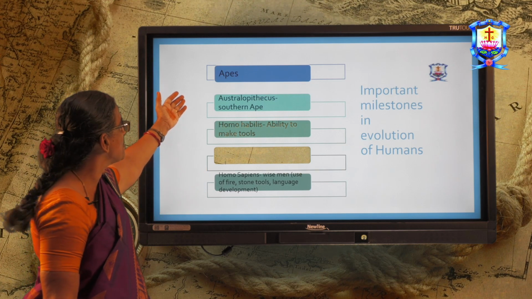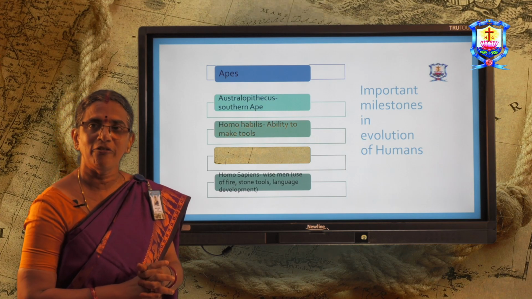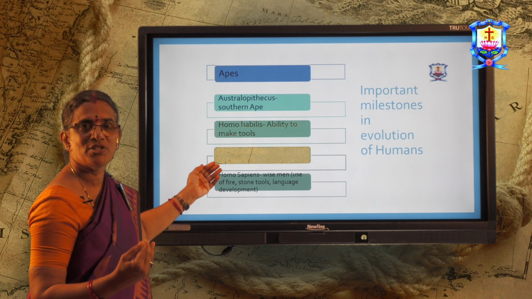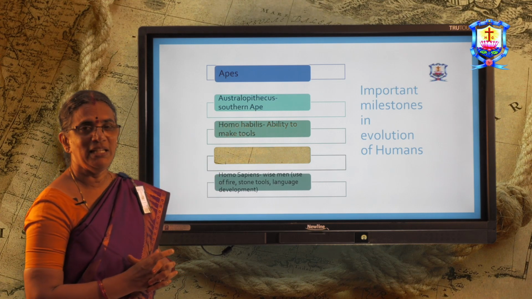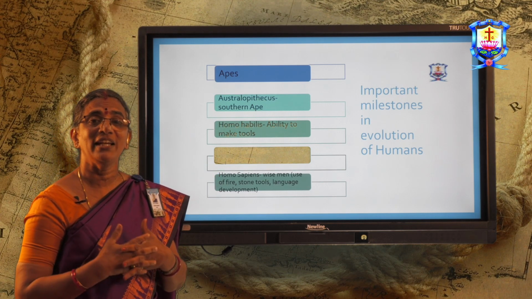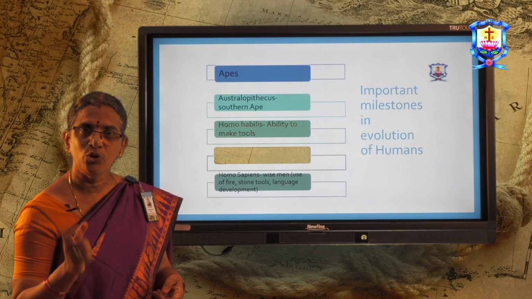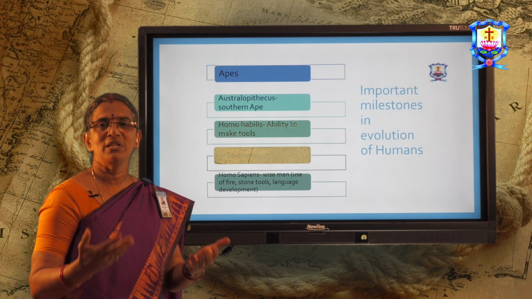We started as apes, which we call Australopithecus africanus, starting from Africa. Then we migrated to various parts of the world. Then we became Homo habilis. This particular species had the ability to make stone tools, so we call them Homo habilis. Homo means humans, so for the first time humans have appeared.